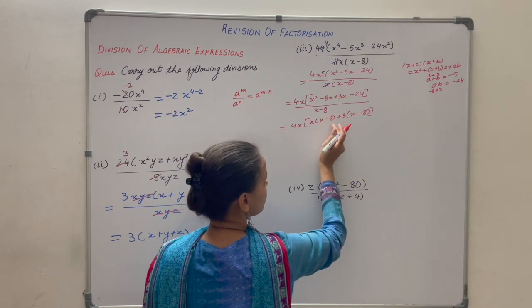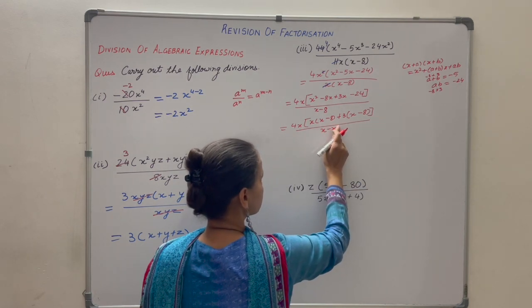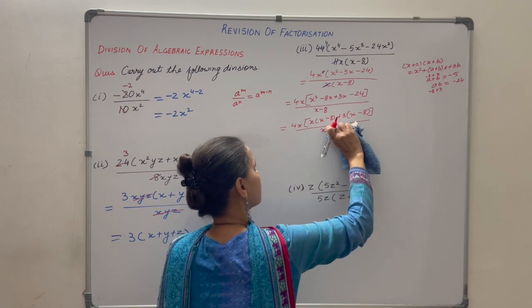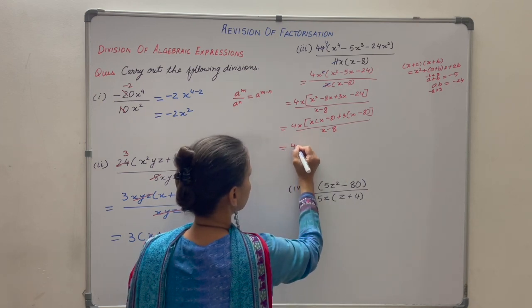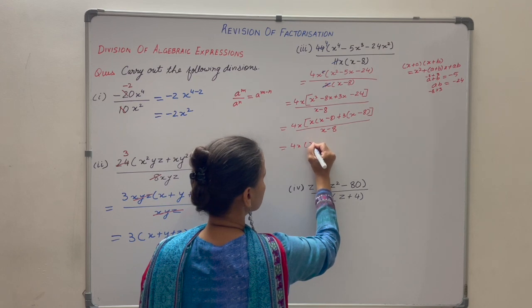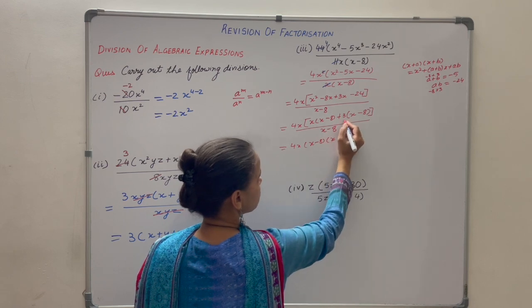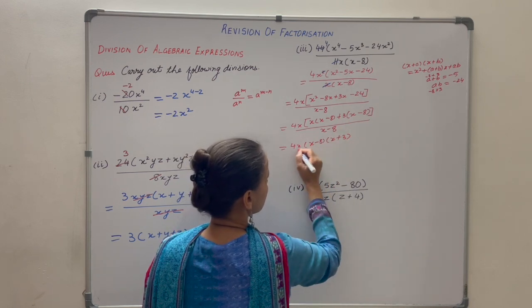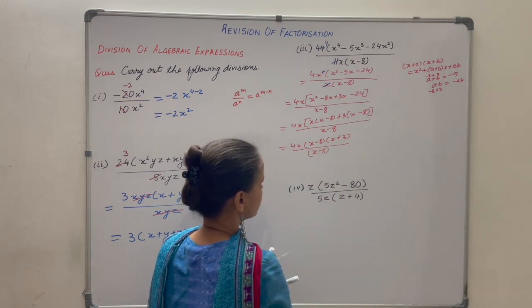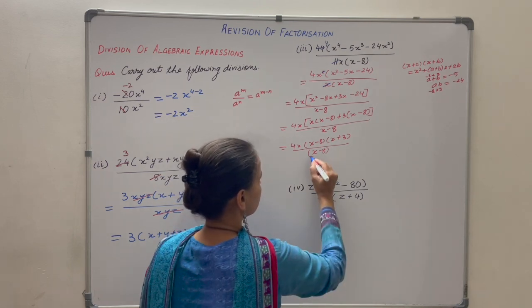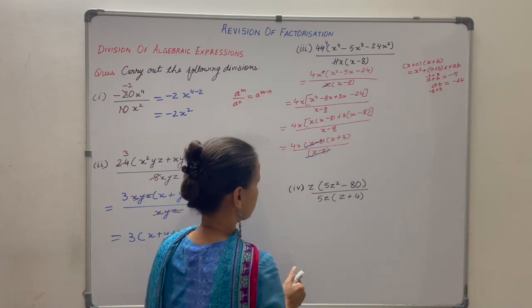So from these two terms, now you can take x minus 8 common. Denominator we have x minus 8. So in numerator you have x minus 8 you are taking common. So when you take x minus 8 common, x is left here plus 3 is left here upon x minus 8. You can cancel x minus 8 from numerator and denominator. So what you are left with? 4x in brackets x plus 3.